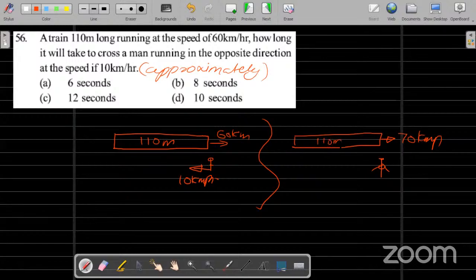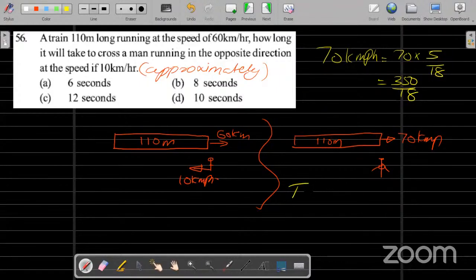The train is moving with the speed of 70 kilometers per hour, and the length of the train is 110 meters. Now, we need to convert kilometers per hour to meters per second, since the length of the train is in meters. So, 70 kilometers per hour equals 70 into, how to convert kilometers per hour to meters per second? Multiply by 5 by 18. That will be 350 by 18.